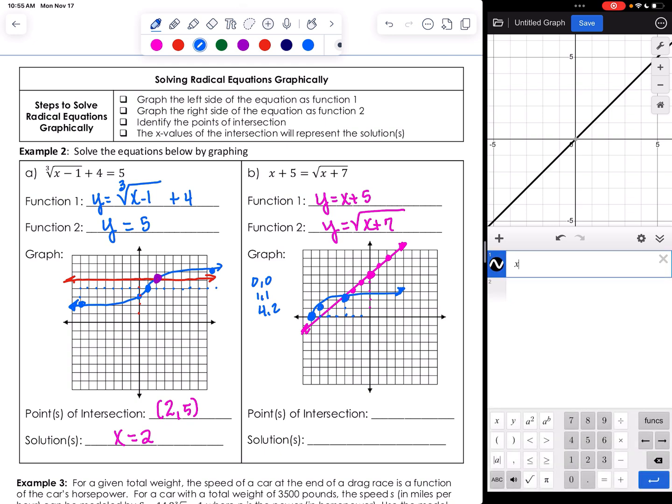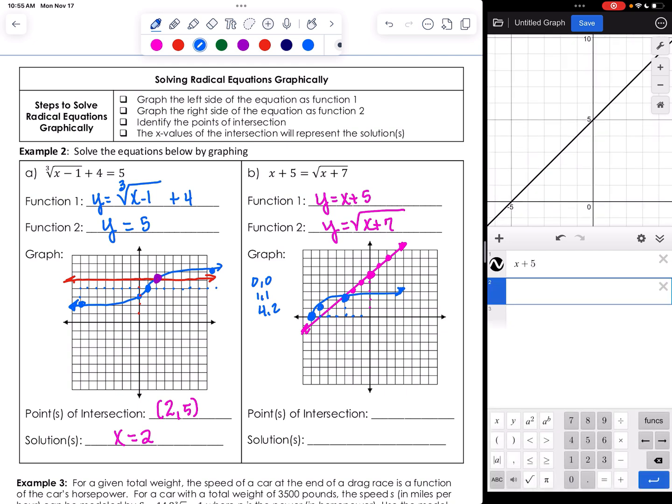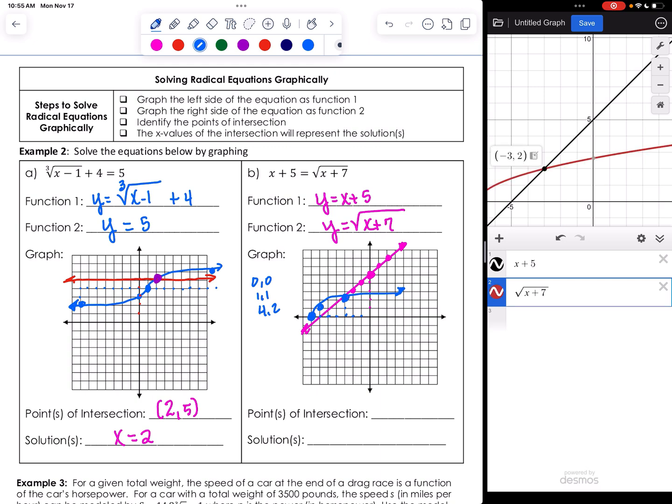We have x plus 5. I need to move it down a little bit so we can see this. And then our second function is square root of x plus 7. All right, and you can see if you tap on it on Desmos, you can see that the intersection point is (-3, 2). So this equation has one solution at x equals -3.